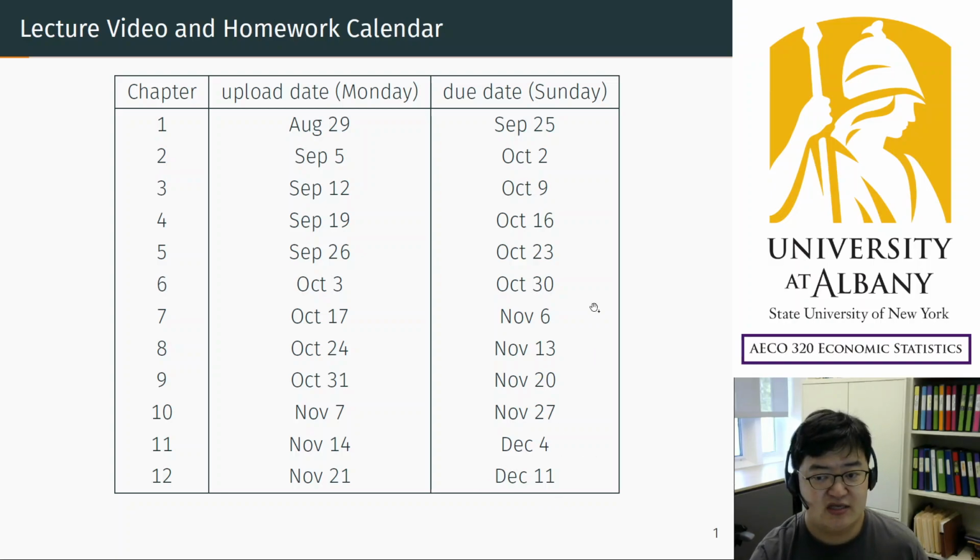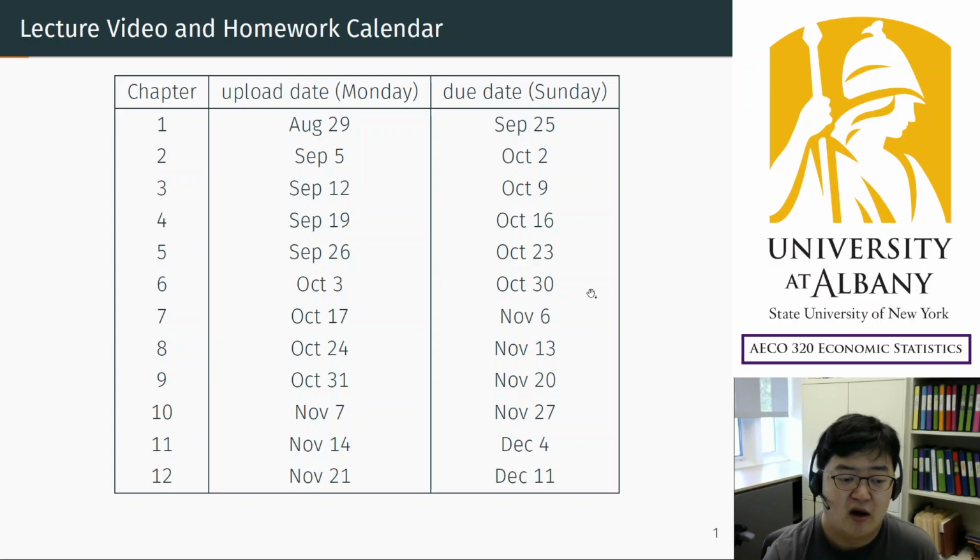So this is the plan I made. And I believe it cannot be more flexible than this. So if you have any problem with this calendar, let me know. But I believe there won't be any complaint about this.